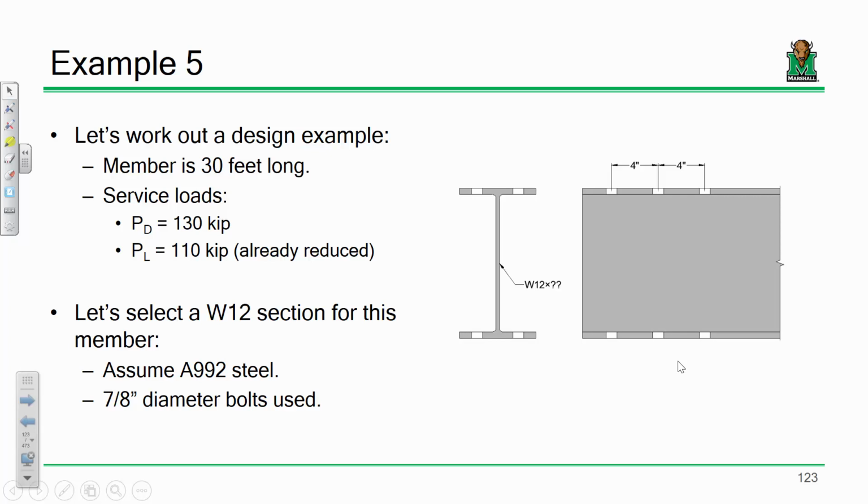We're going to use A992 steel, which is the most appropriate steel for wide flange sections that you would use anyways. And we're going to use 7/8 inch diameter bolts for this problem. So we're going to mix it up a little bit. No more of that 3/4 inch stuff.